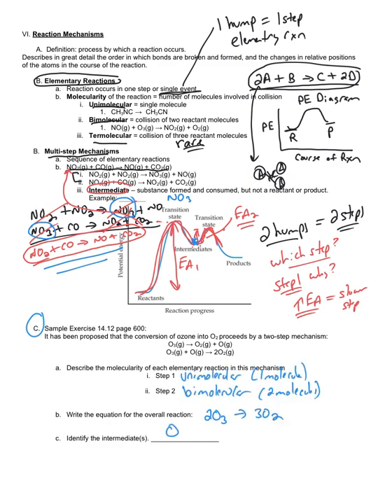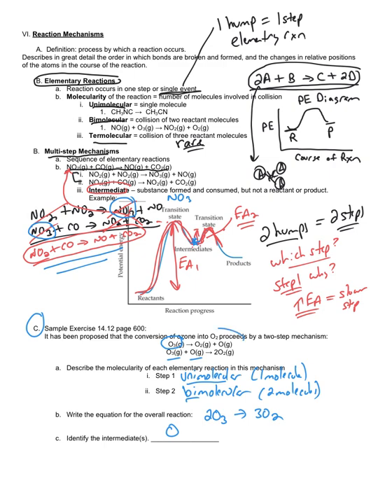All right, step 1 is called unimolecular because you'll notice that only one molecule is involved in the first step, which means one molecule will collide with something, maybe the walls of the container, and it will react. Step 2 is bimolecular because there are two molecules, an ozone and an oxygen atom, that will collide. Therefore, it's bimolecular because there are two particles involved in the collision.